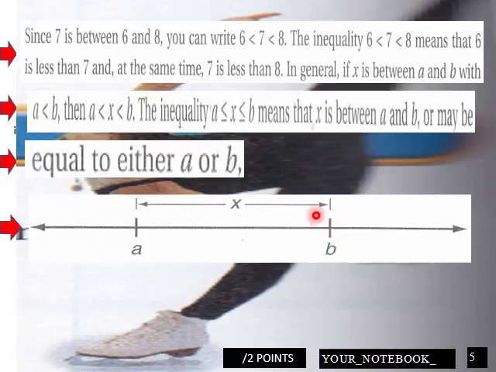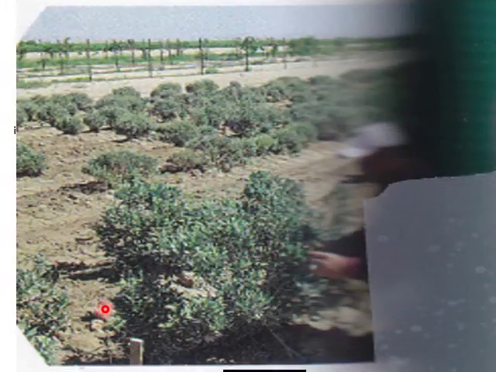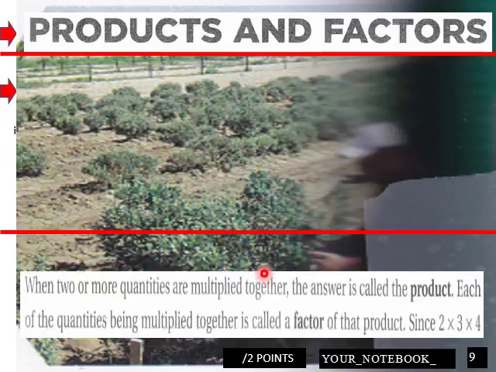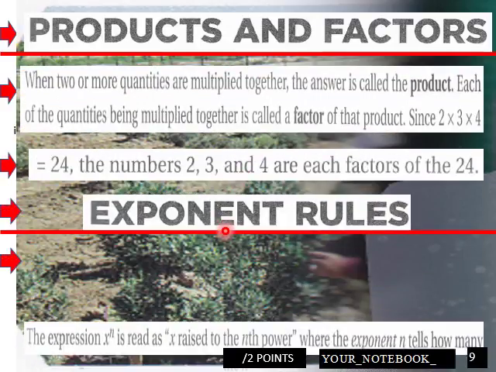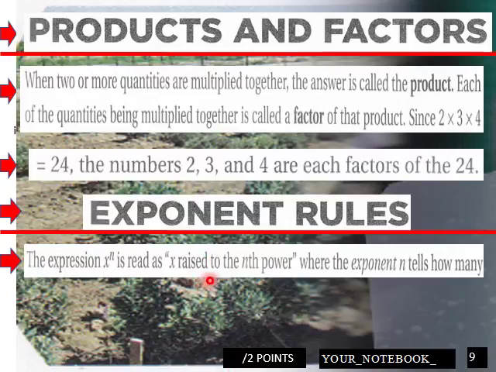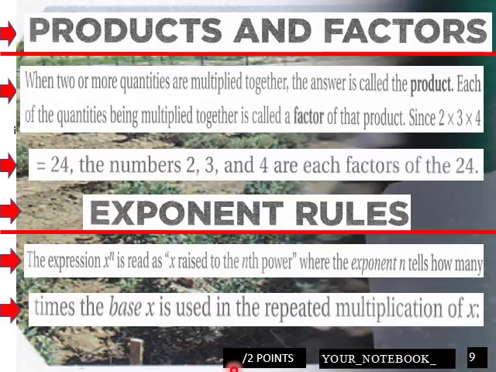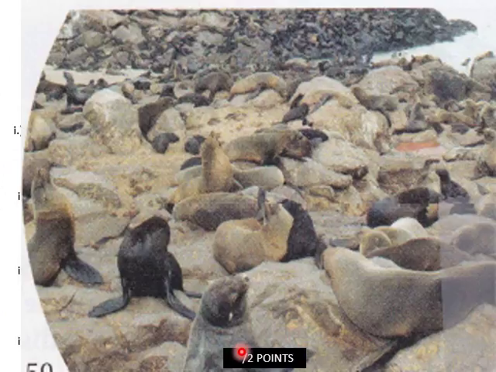And number line location and graphing solutions on a number line, like this compound inequality here. Although this should be a solid dot here to graph that. Products and factors, exponent rules. The expression x to the eighth is x raised to the nth power, x to the n, where the exponent n tells how many times the base x is used in a multiplication of x.